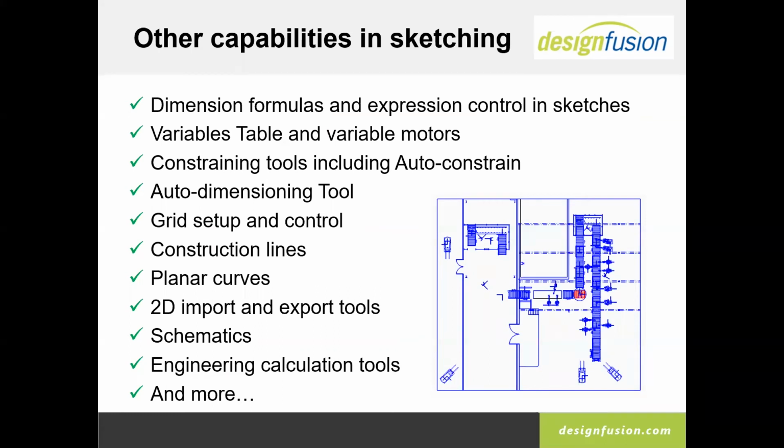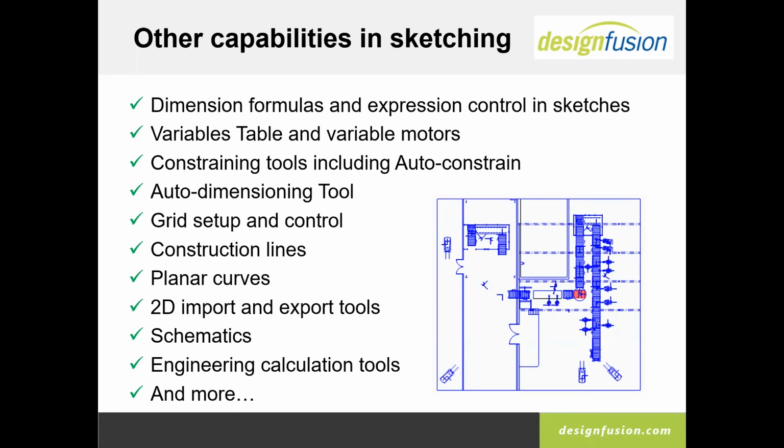You can create variable tables and variable motors, so you could have, for example, two lines that are opening and closing on each other. We have tools to help you constrain, including auto constrain. It's called the Relationship Assistant. We have auto dimensioning tools. You can set up grids and control the grid setup in your desired spacing and so forth.